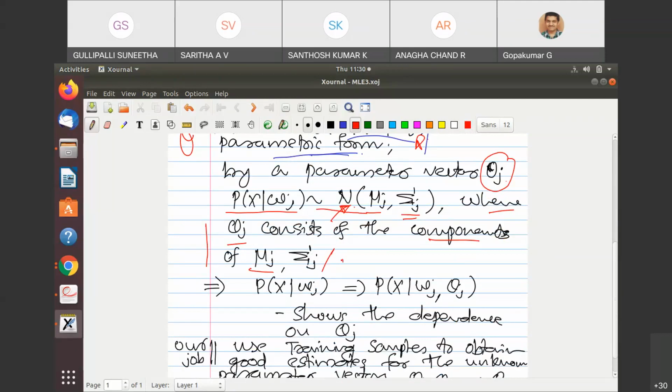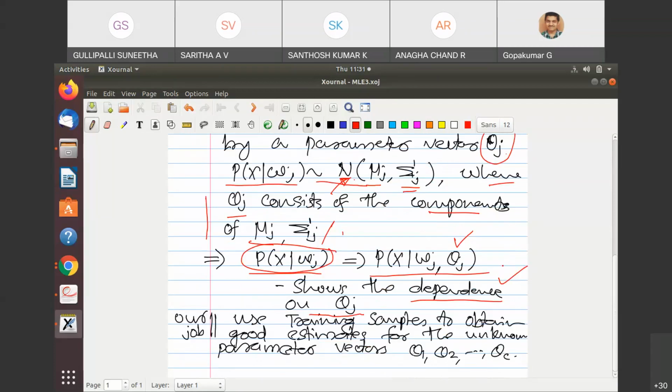So that is the concept of the parameter vector theta j. That's an additional term that we will be using, representing the probability distribution. If we consider that aspect, then for the probability of x given wj, we can show the dependence on theta j. This probability is now dependent on theta j, so the notation is probability of x given wj comma theta j. It shows a dependence on theta j. So that is another notation.